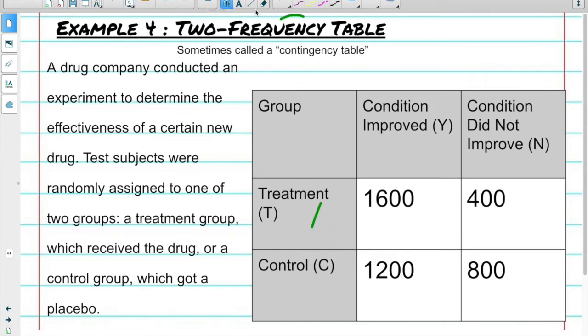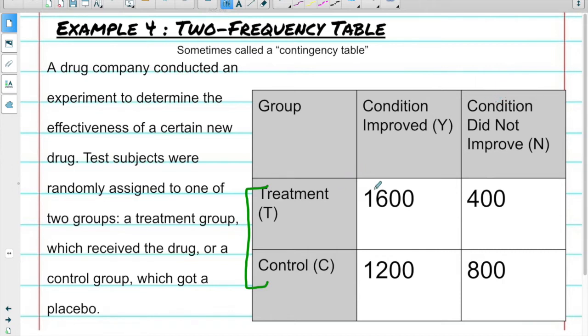So a frequency table in general is a table that tells us the frequency that things happen, okay? So down the side here, we have treatment, whether they got treatment or whether they got a placebo, whether they were in the control group. And then over here we have, did their condition improve or did their condition not improve?